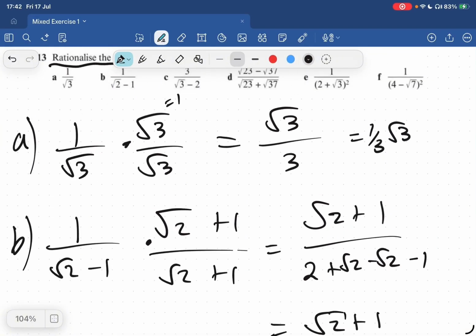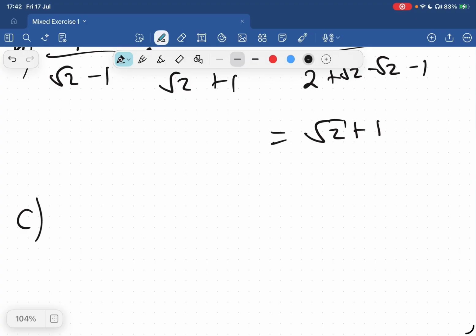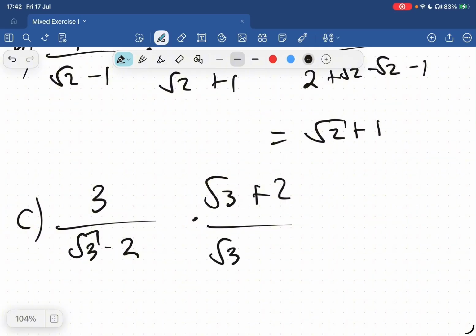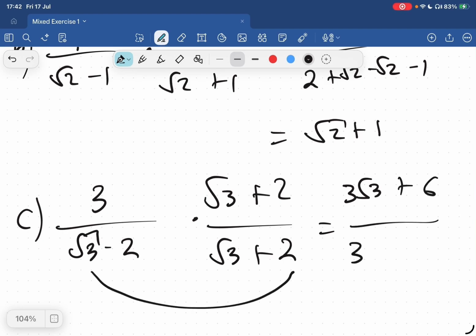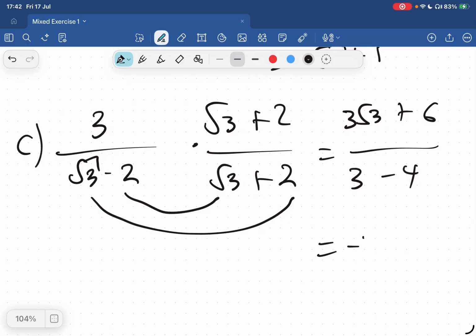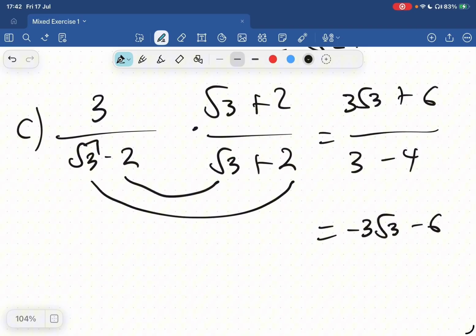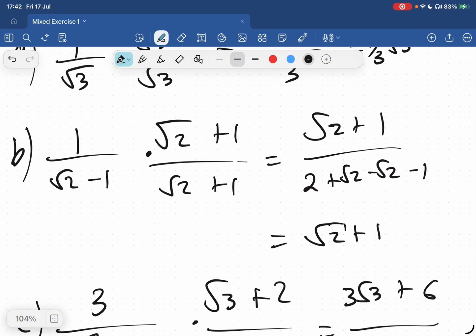Now we're looking at C. We've got 3 over root 3 take away 2, exact same method. We need to times by the root 3 plus 2 now, because this will cancel on the bottom. We get 3 root 3 plus 6 over 3. And now this plus 2 root 3 take away 2 root 3, so those cancel, and we just get left with negative 4. So we get negative 1 in the denominator, so we get negative 3 root 3 take away 6 as our final answer there. Okay, moving on to D.